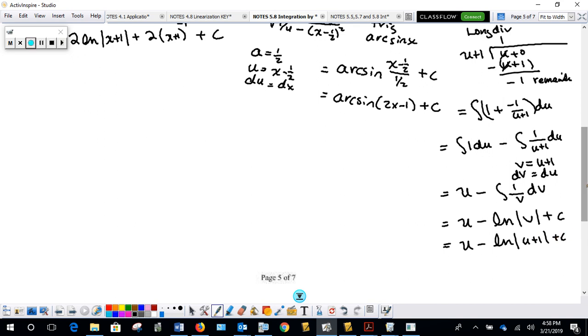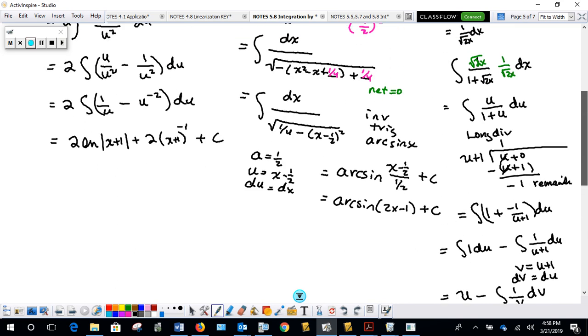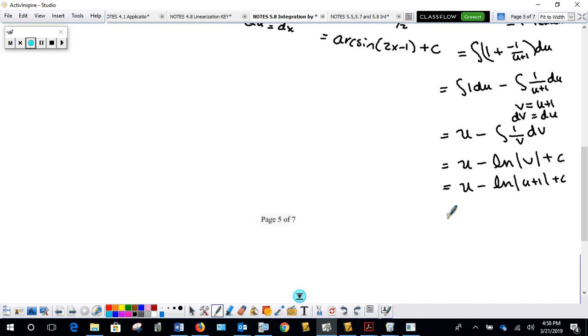And then I need to get rid of the u and go all the way back up here. What was u? Square root of 2x. So it'd be square root of 2x minus the natural log absolute value square root of 2x plus 1 plus c.